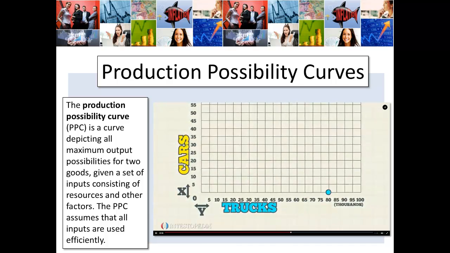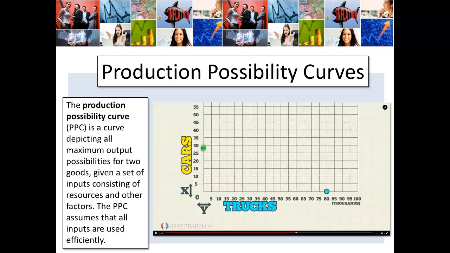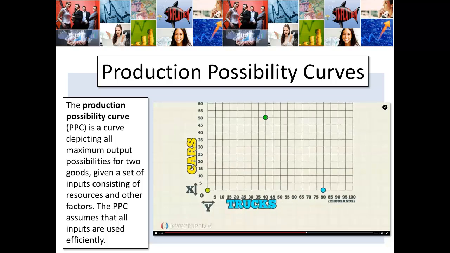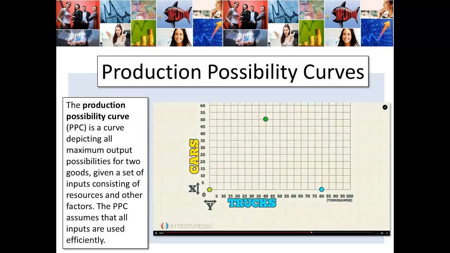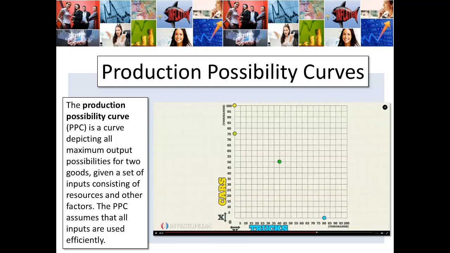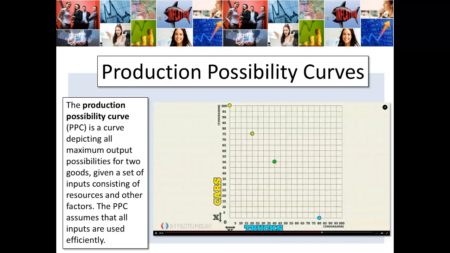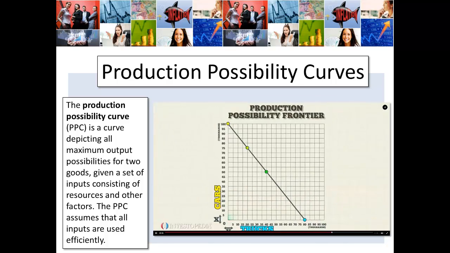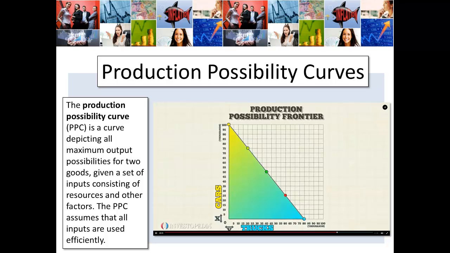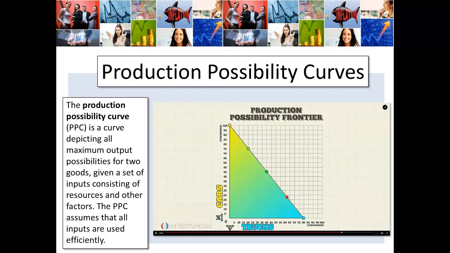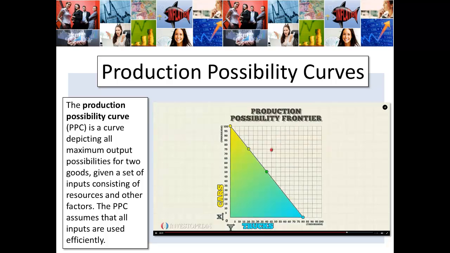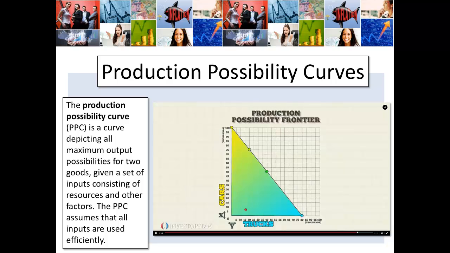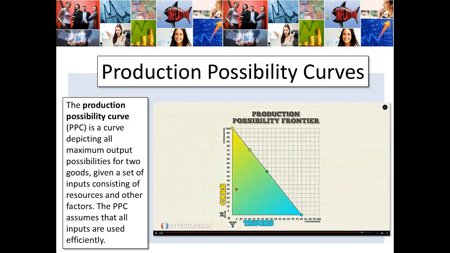If it uses half its resources for cars and half for trucks, it can make 50,000 cars and 40,000 trucks. If it uses 3/4 of its resources on cars and 1/4 on trucks, it can make 75,000 cars and 20,000 trucks. Connect all the possible points of maximum production and you get a sloping line that shows the production possibility frontier. Points on the line use the maximum amount of workers and resources. Points above the curved line are unattainable due to limited resources. Points inside the curve do not fully use available resources.